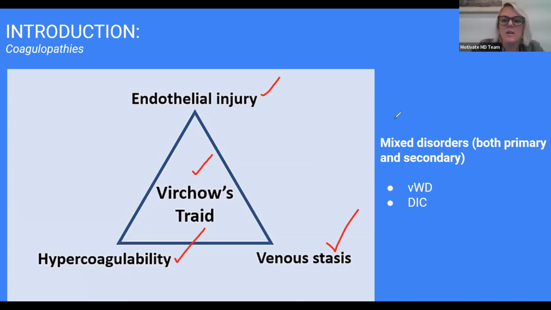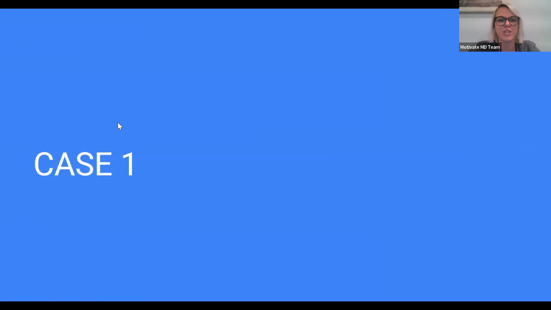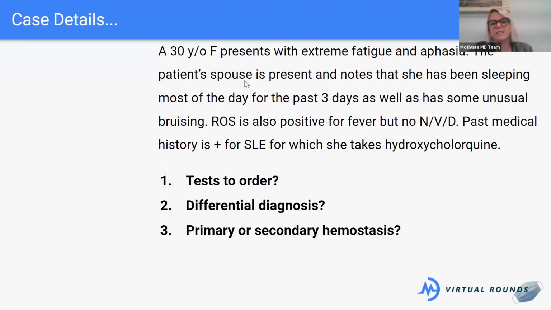Okay, and then here we talk about a couple of mixed disorders, meaning it's both primary and secondary. All right. Okay. So here is the first case. If we could have somebody volunteer to read here, I would appreciate that. It's a fairly simple case, I think.